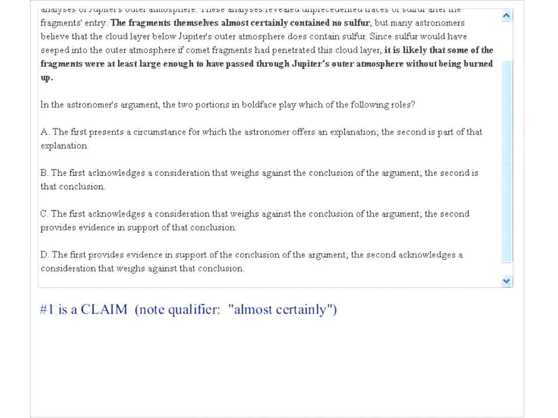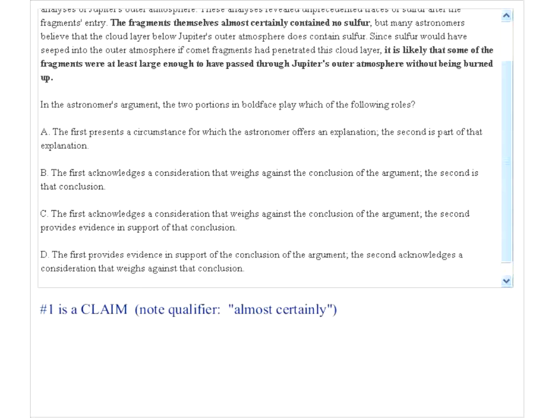Okay, number two, C if that's a claim, F if it's a fact. It is likely that some of the fragments were at least large enough to have passed through Jupiter's outer atmosphere without being burned up. C for claim, F for fact. Okay, nicely done, guys. This is definitely a claim.